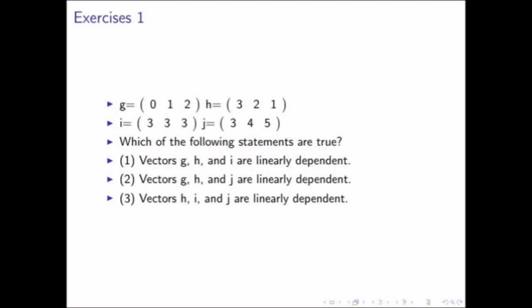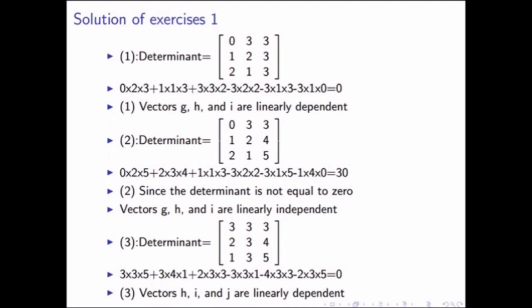Two exercises for you to practice. Exercise 1. Are vectors G, H, I, and J linearly dependent or independent of each other? 2 minutes starts now. Check your answer when you have finished. The determinants of the different matrices are here. We can see that the determinants of statements 1 and 3 are 0. So, the three vectors in statements 1 and 3 are linearly dependent.